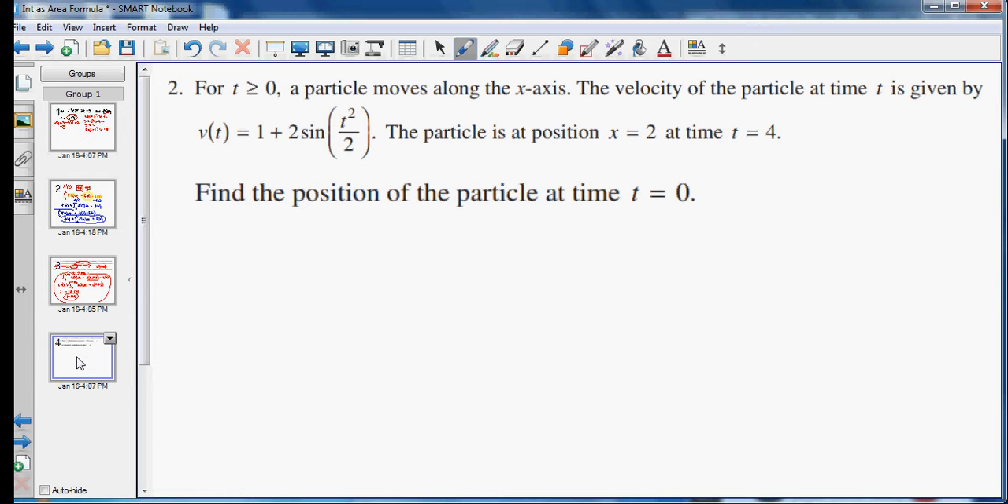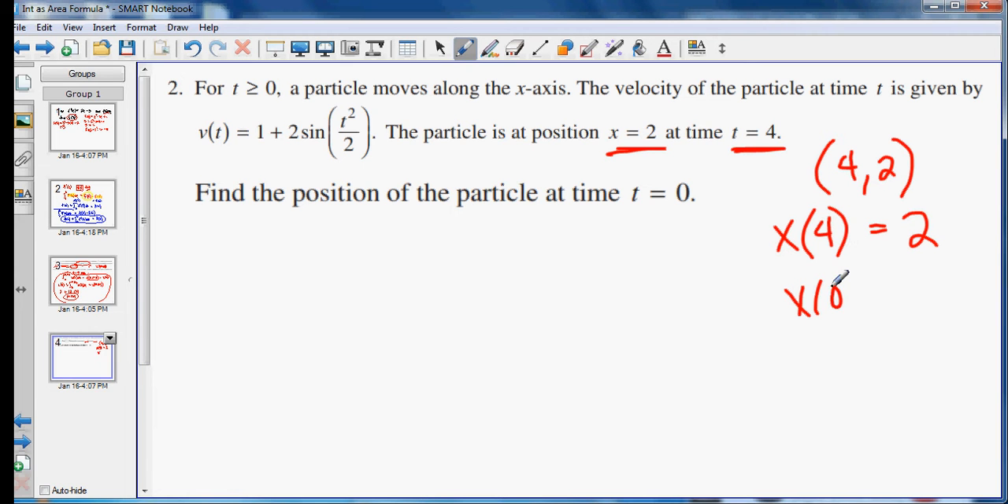First of all, they give the ordered pair to you in what feels like a backwards way, because this is the position function, which means it's actually the y value, and this is the time. So our ordered pair is actually 4, 2. Or you could say, if you plug 4 into the position function, the position is 2. Then it says find the position of the particle at time 0. So we're trying to find x of 0.